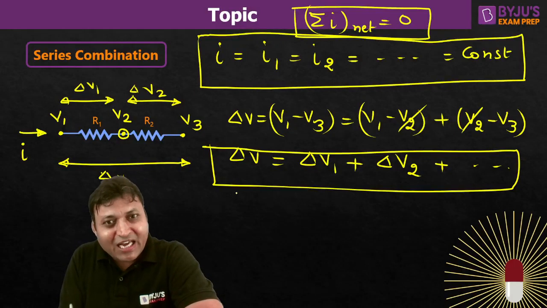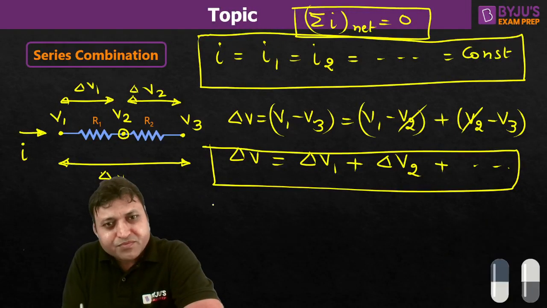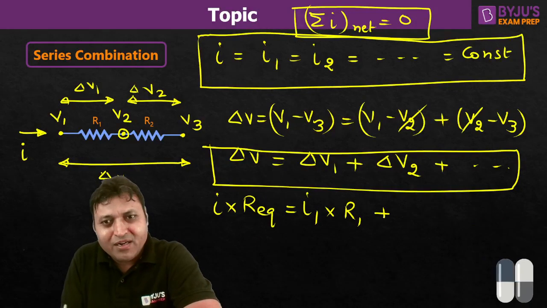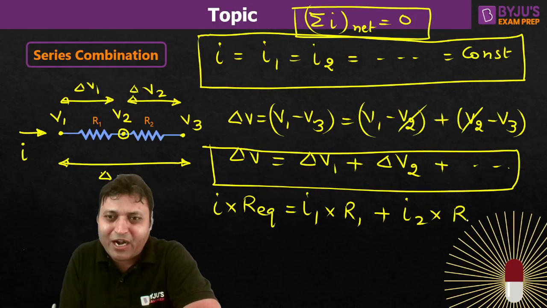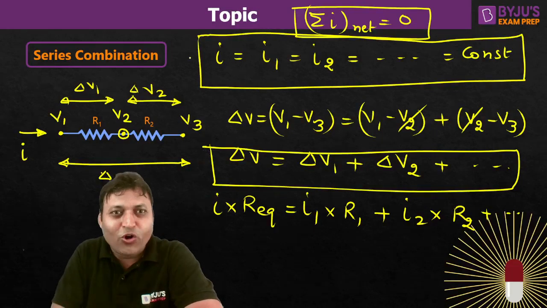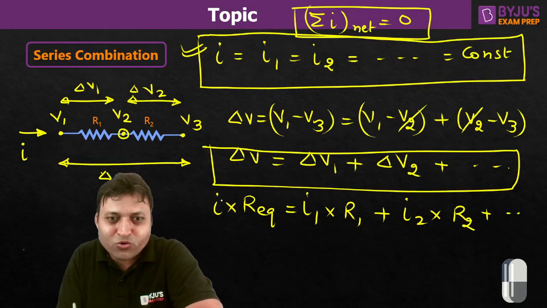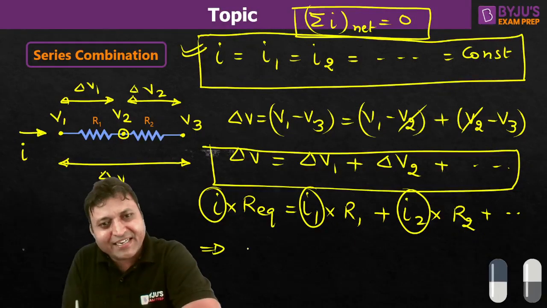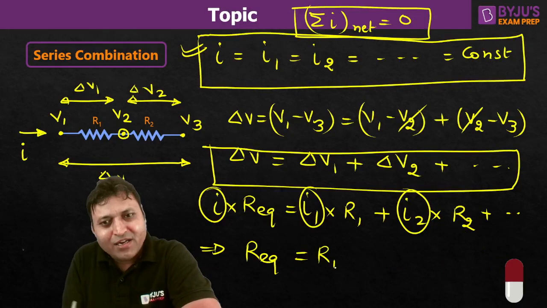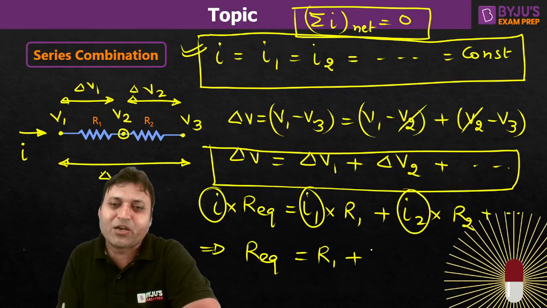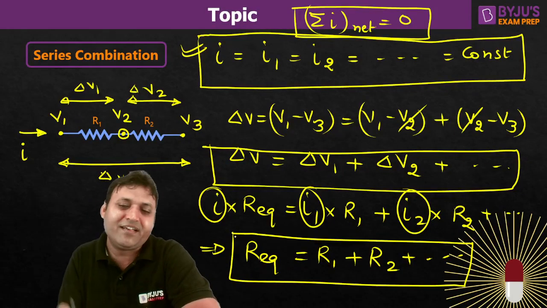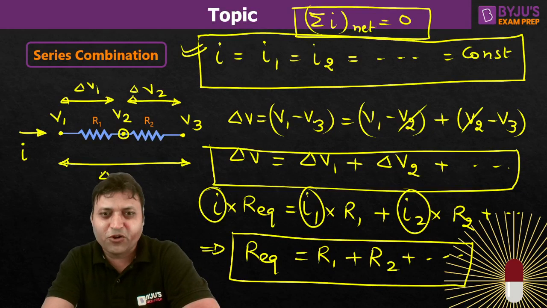Further, we can also write delta V equal to I into R equivalent. According to Ohm's law, delta V1 can be written as I1 into R1, plus delta V2 can be written as I2 into R2, and so on. And as we all know, I is equal to I1 is equal to I2, so these I terms will get cancelled out from the left hand side and right hand side. So we can say the equivalent resistance will be equal to the sum of individual resistances when they are connected in series. All right, that is for the series combination.